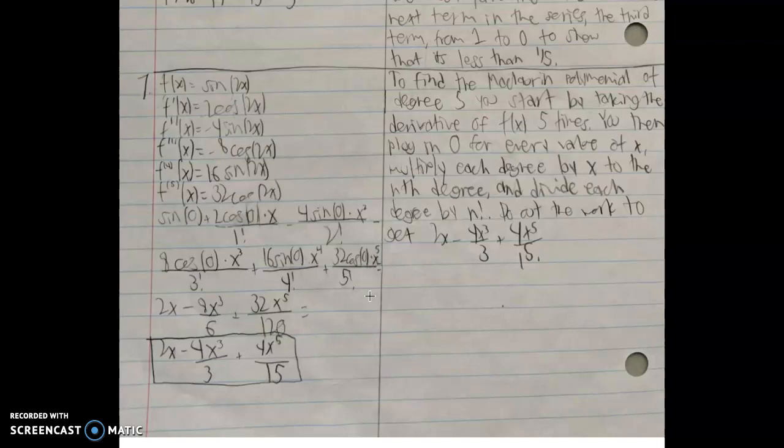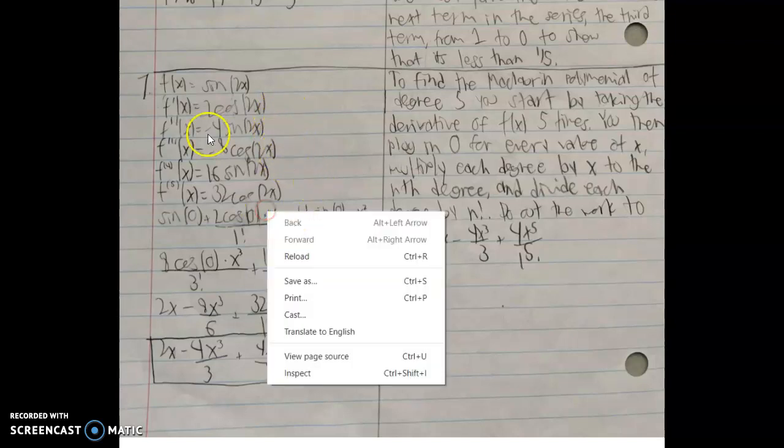Number 7. Find the Maclaurin polynomial of degree 5 for the function f of x is equal to sine of 2x. To find the Maclaurin polynomial of degree 5, I first took the derivative of f of x 5 times, once for each degree. I then plugged in 0 for x for every degree, and I also multiplied each value by a power of x: this times x to the power of 0, which is 1, this times x to the power of 1, which is x, this times x to the power of 2, which is x squared, and so on and so forth.